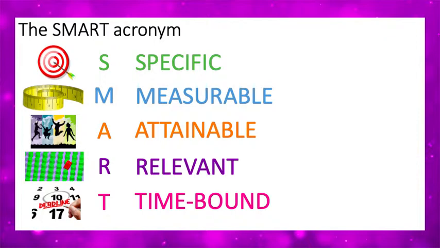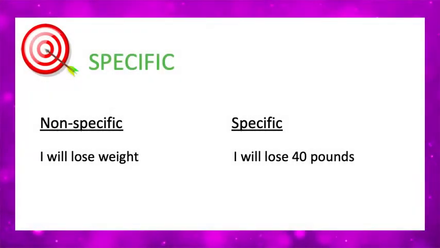Your goal statements should have each one of these 5 SMART characteristics. Let's talk about each one in more depth. S is for specific. Being specific is about defining the what that you want to achieve. For example, "I will lose weight" is vague and non-specific. A better example is "I will lose 40 pounds." Specify exactly how much weight you want to lose.